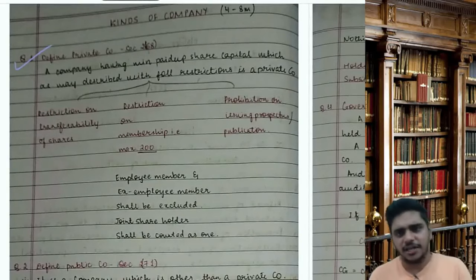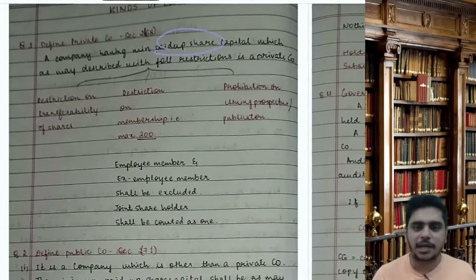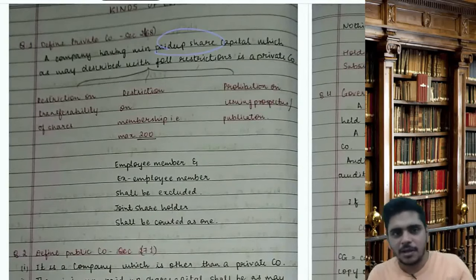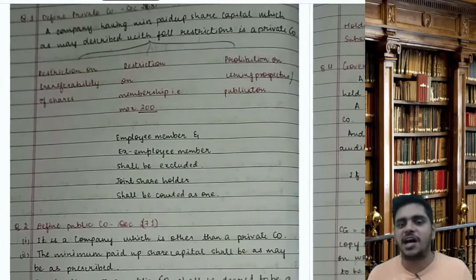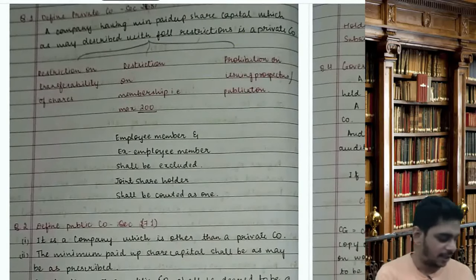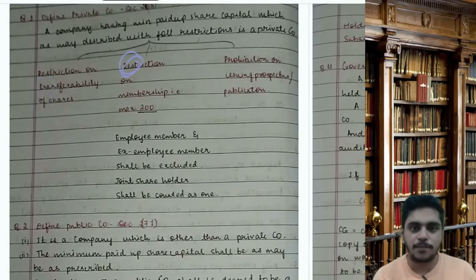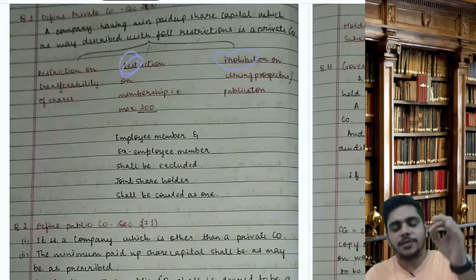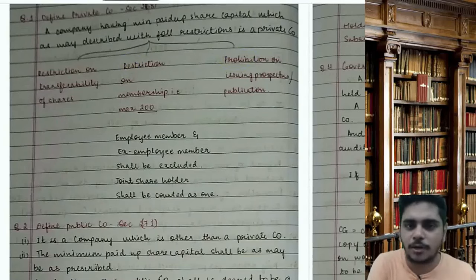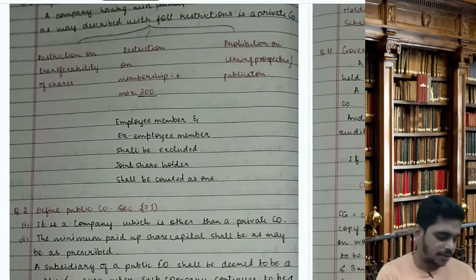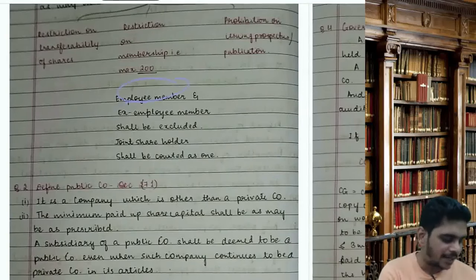First definition: define what is a private company. A company having a minimum paid up share capital as may be prescribed and having the following restrictions is called a private company. What are the restrictions? The code is TRP. T, restriction on transferability of shares. R, restriction on membership. P, prohibition on public issue. How much is the membership, sir? Maximum 200, excluding employee members and ex-employee members.